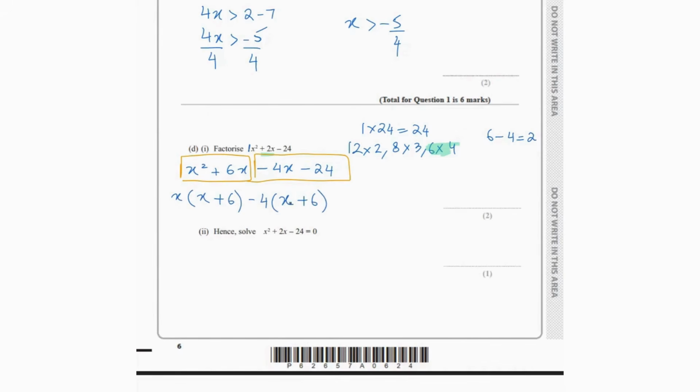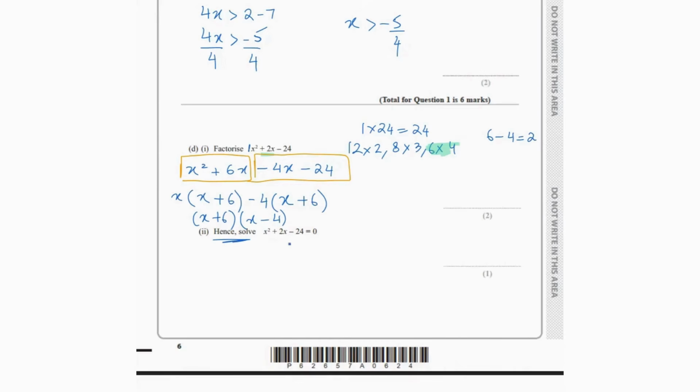Now between x and negative 4, we have x plus 6 common. So when you take x plus 6 common, that leaves us with x minus 4 in the bracket. That is your factorized answer. When it says factorize, you give your answer in the form of brackets. You don't give values of x. For solving, that's when you put it equal to 0.